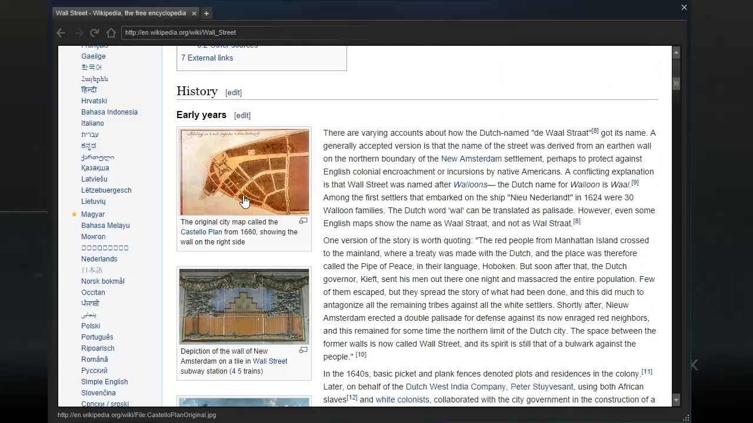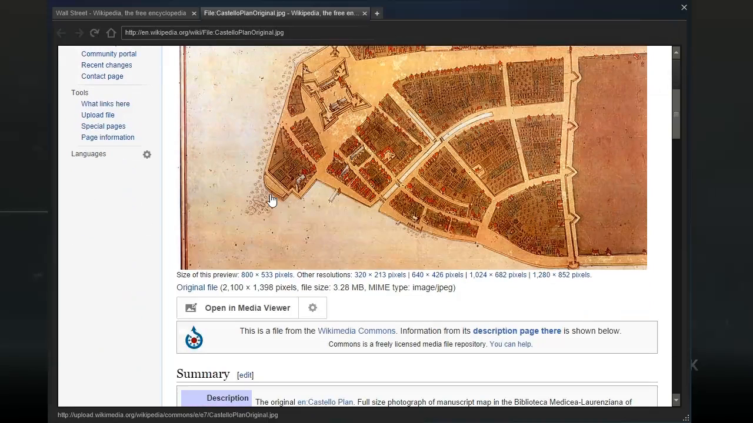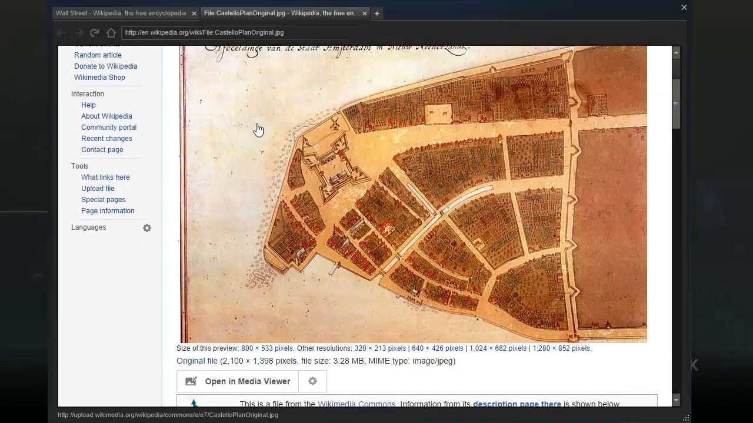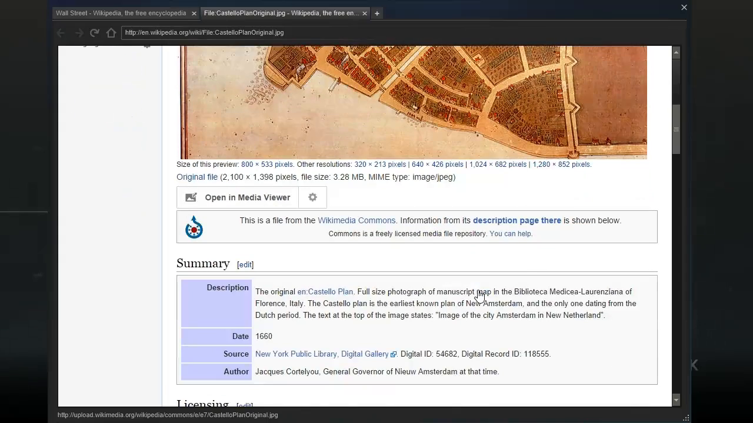Fascinating. Original city map called the Castello Plan from 1660, showing the wall on the right side. So, south is here. Fascinating, the wall. So, the original settlement was only at the very end of the island. And the wall, so Trinity Church. Yeah, so the wall marks the boundary of the old city. Fascinating.